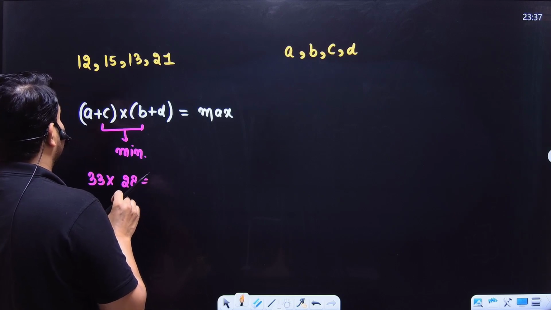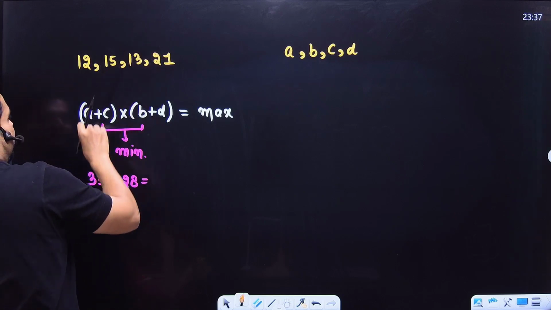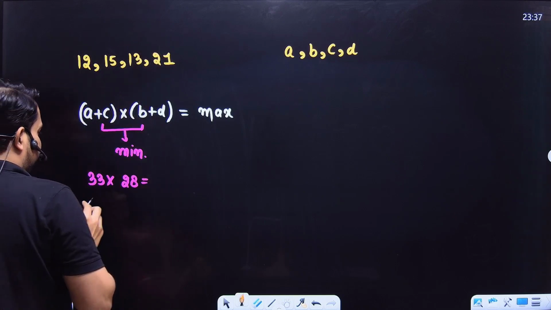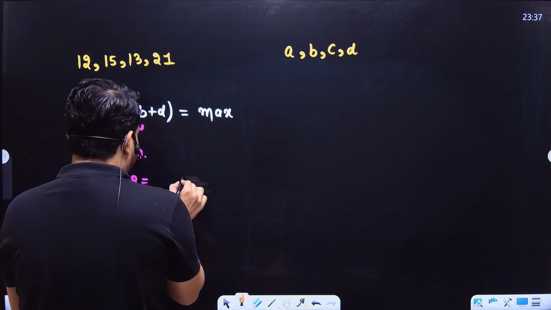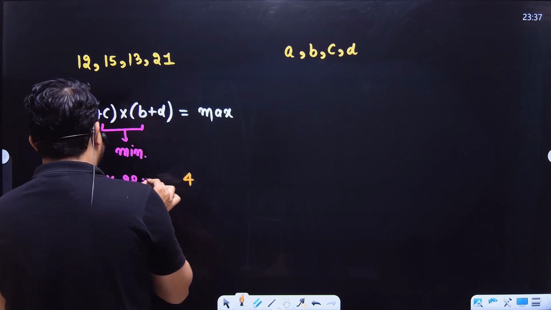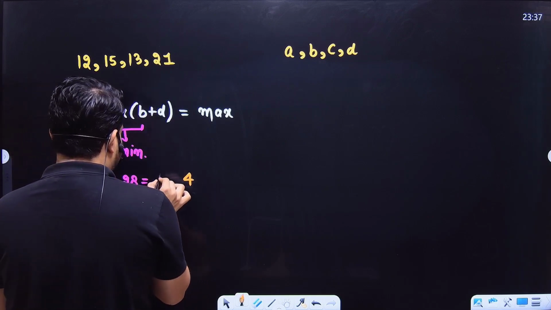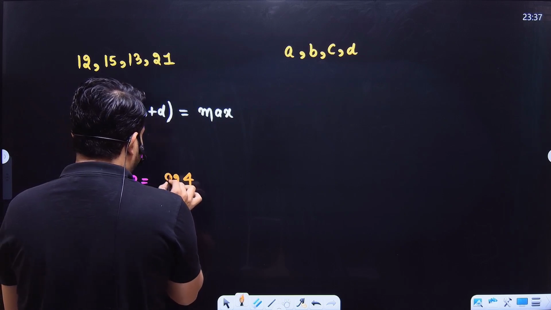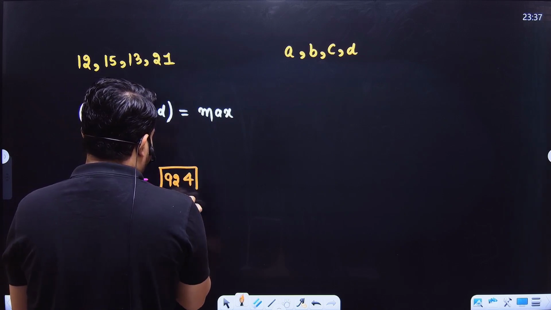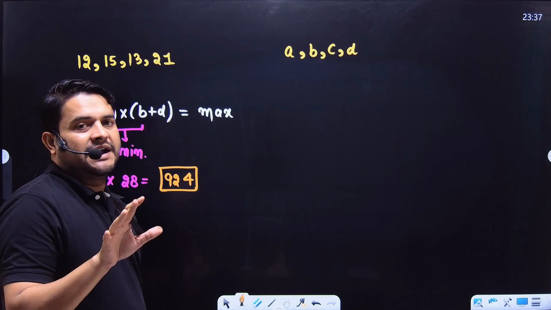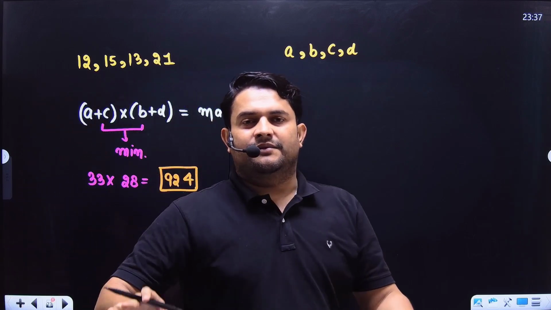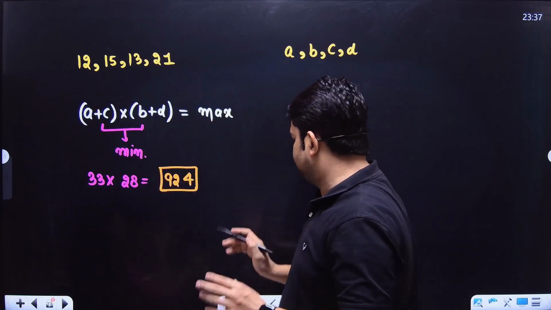So you will take the least and largest number, then the other two numbers here. If I multiply them, 28 times 3 is 84, carry 8, and 28 times 3 is 84, 84 plus 8 is 92. 924 is the maximum value. I am not giving you any trick. I am giving you the concept.